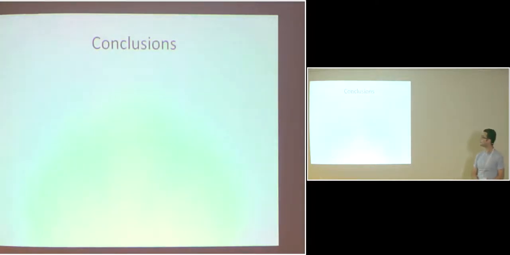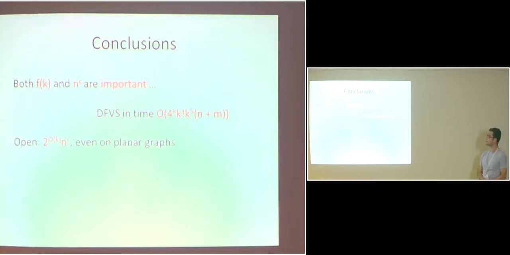Okay, so some conclusions. Both f of k and n to the c are important. We can do feedback vertex set in FPT linear time. It's very open whether you can get c to the k, even on planar graphs. It's very open whether you can get a polynomial kernel, again, even on planar graphs.